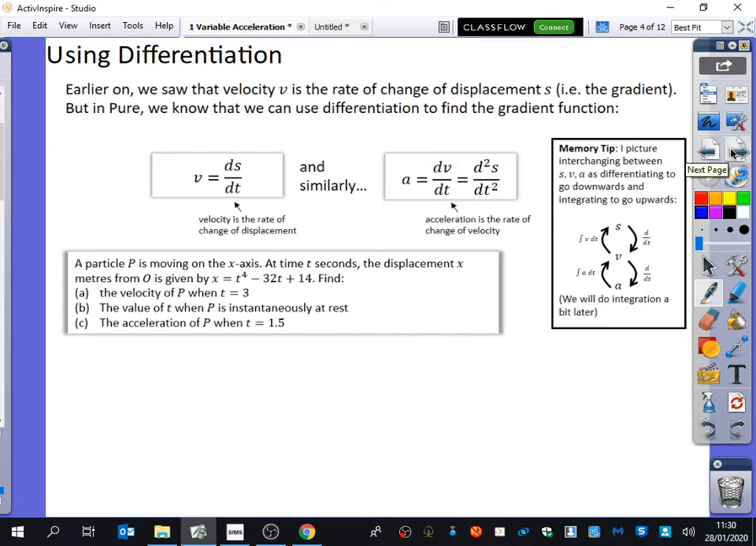So we're now going to think about using differentiation, and you can pretty much know where we're going afterwards. We'll be using integration. Earlier on, we saw that the velocity v is the rate of change of displacement. That even makes sense when we say meters per second. It is how the distance is changing with time. So it's the gradient. In Pure, we know that we can use differentiation to find the gradient function. So actually, velocity is equal to ds/dt.